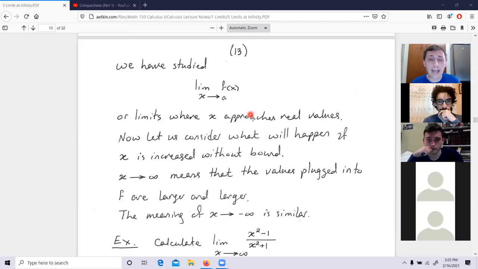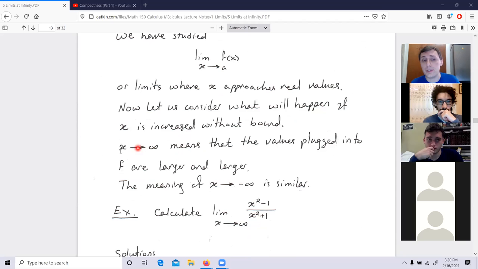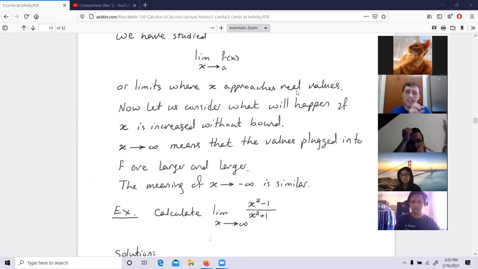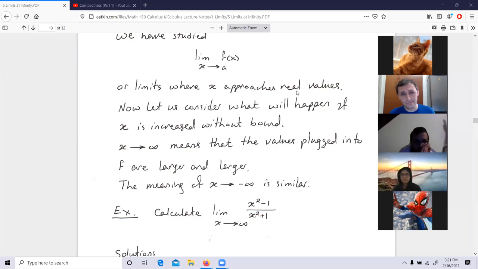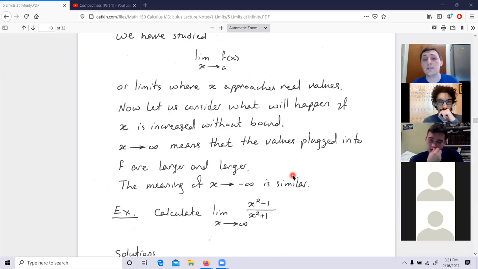So what happens then? If instead of a, I want to push the limit as x goes to infinity, what do you imagine I plug into my function? When I say limit as x goes to infinity, I'm plugging into my function what? A very large number, Jahin. Exactly. A very large number is going to be inserted into my function. So now let's see what this limit is, guys. Limit as x goes to infinity of x squared minus 1 divided by x squared plus 1.